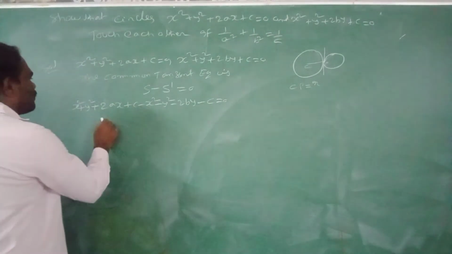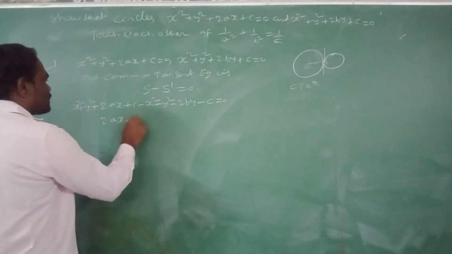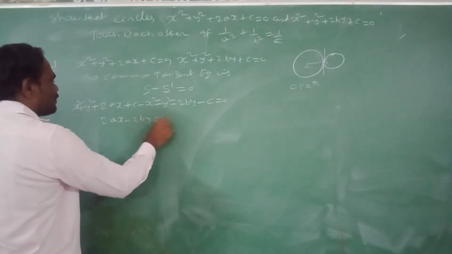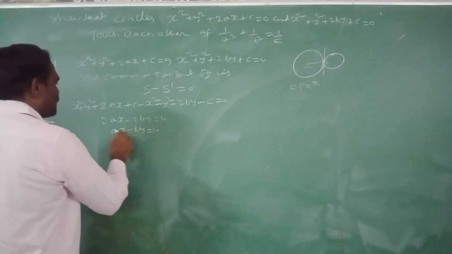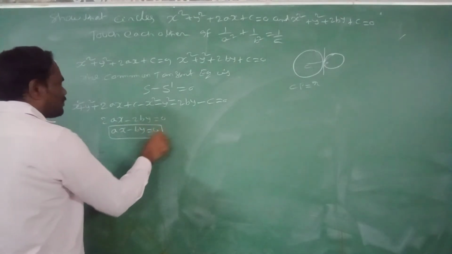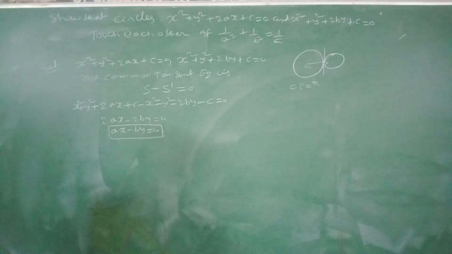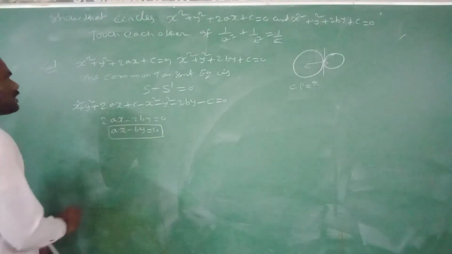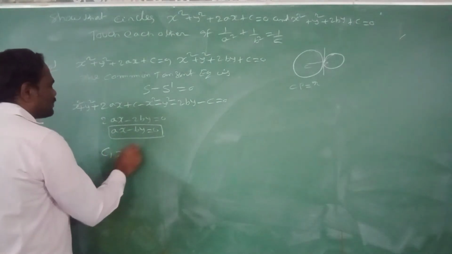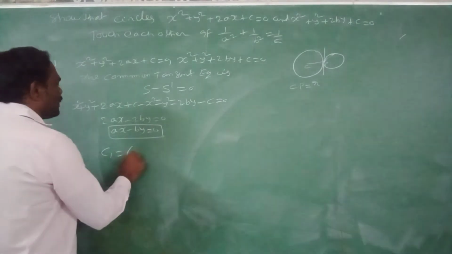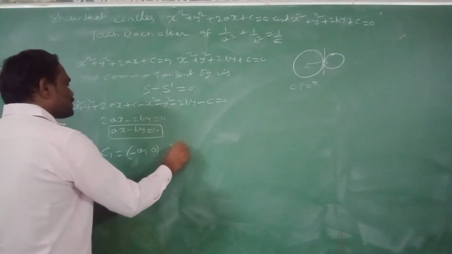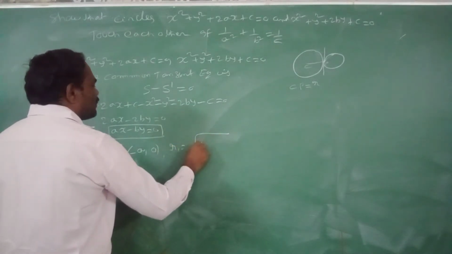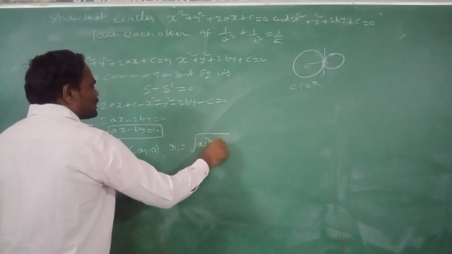So 2ax minus 2by is equal to 0, so ax minus by is equal to 0. This is the common tangent equation. Center of the first circle is (minus a, 0). Radius of the first circle is under root of a square minus c.